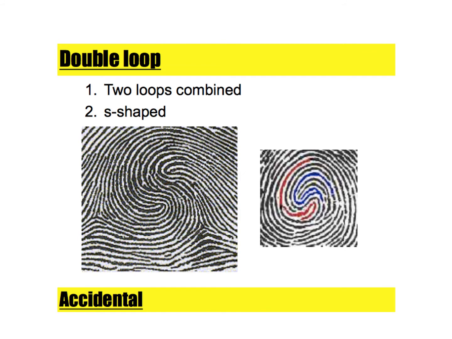Next, you have double loop. Double loops are actually 2 loops combined, or you can say an S-shaped loop. So you have a loop here, and you have another loop here, double loop. Or yeah, you can see a loop here. Notice this is another loop, so it's like an S shape.